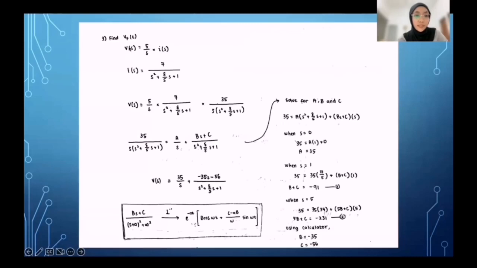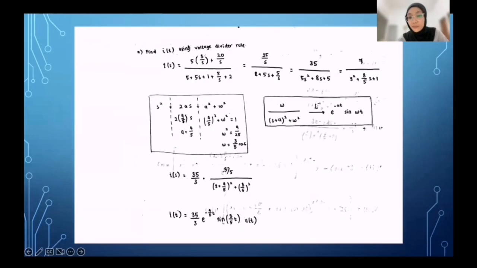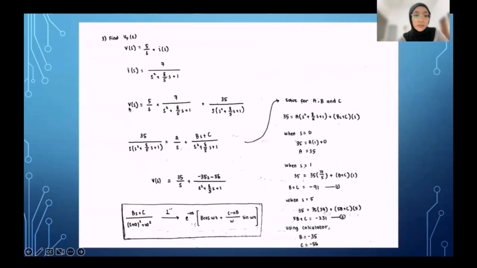Next, we need to find vF(t). But first, we need to find Vs, which is Vs equal to 5 over s times Is. Is we can get from here. So we get Vs equal to 5 over s times 7 over s squared plus 8 over 5 s plus 1, which is 35 over s multiplied by s squared plus 8 over 5 s plus 1.